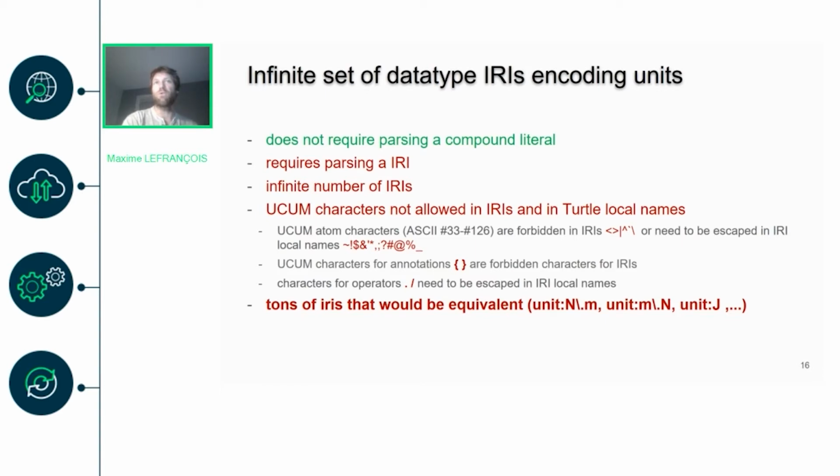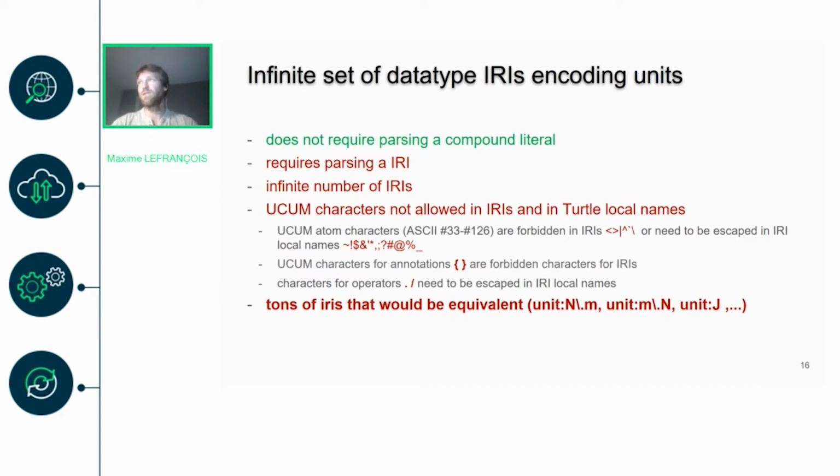If we go for the UCUM approach, there are some characters that are not allowed in IRIs and in Turtle or SPARQL local names for prefixed IRIs. So the UCUM atom characters are taken in the range of ASCII values 33 to 126 minus a few ones, and some of them are actually forbidden to be used in IRIs, or some of them need to be escaped in IRI local names.